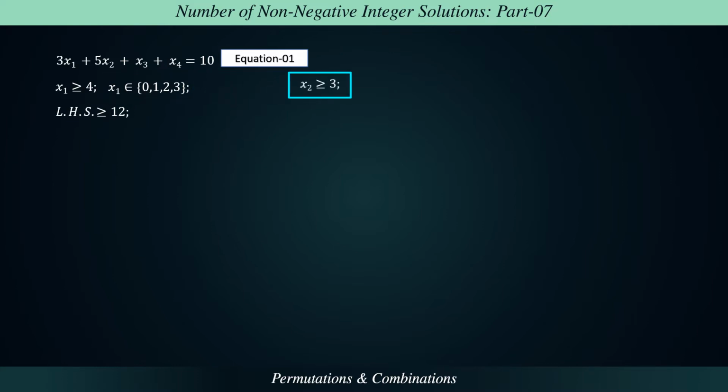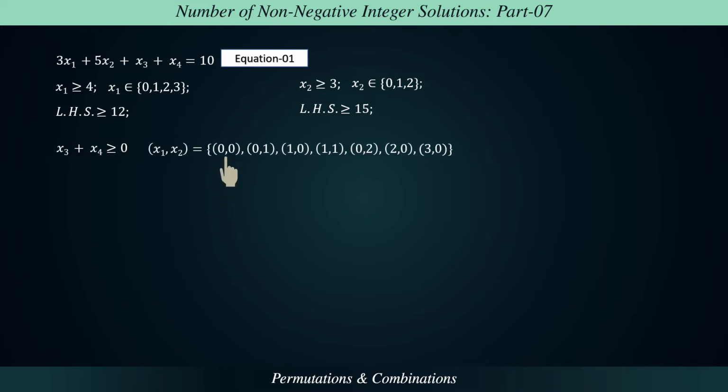If the value of x2 is greater than or equal to 3, there would not be any solution, because in this case the left hand side of equation 1 becomes greater than or equal to 15, even if x1, x3 and x4 are 0. It means x2 could be either 0, 1 or 2. Further, the sum of x3 and x4 is greater than or equal to 0 because x3 and x4 are non-negative integers. Hence, the only possible ordered pair solutions of x1 and x2 are (0,0), (0,1), (1,0), (1,1), (0,2), (2,0) and (3,0).